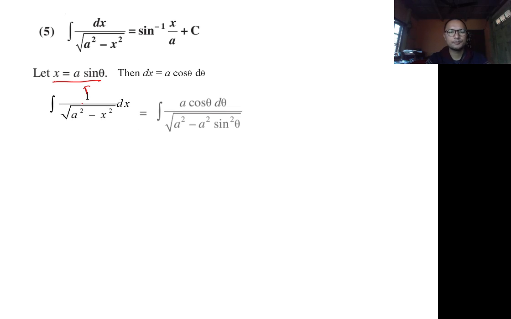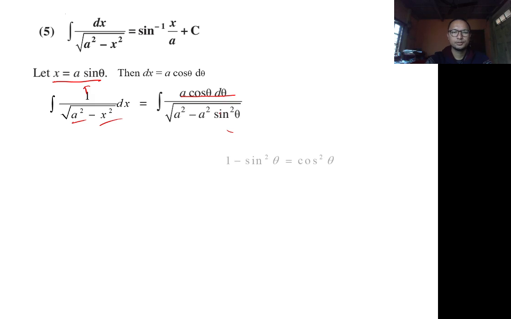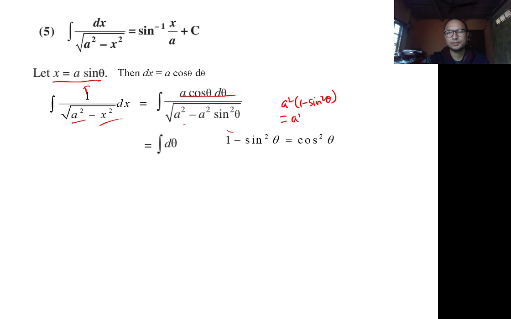Now, as usual, instead of dx we put a cos theta d theta. Now put x here, right? In the denominator we have a square times 1 minus sin square theta. So this is nothing but a square cos square theta. But this is under root, so it will be a cos theta. So numerator a cos theta and denominator a cos theta cancel out, so it will be d theta. So it will be theta plus c.